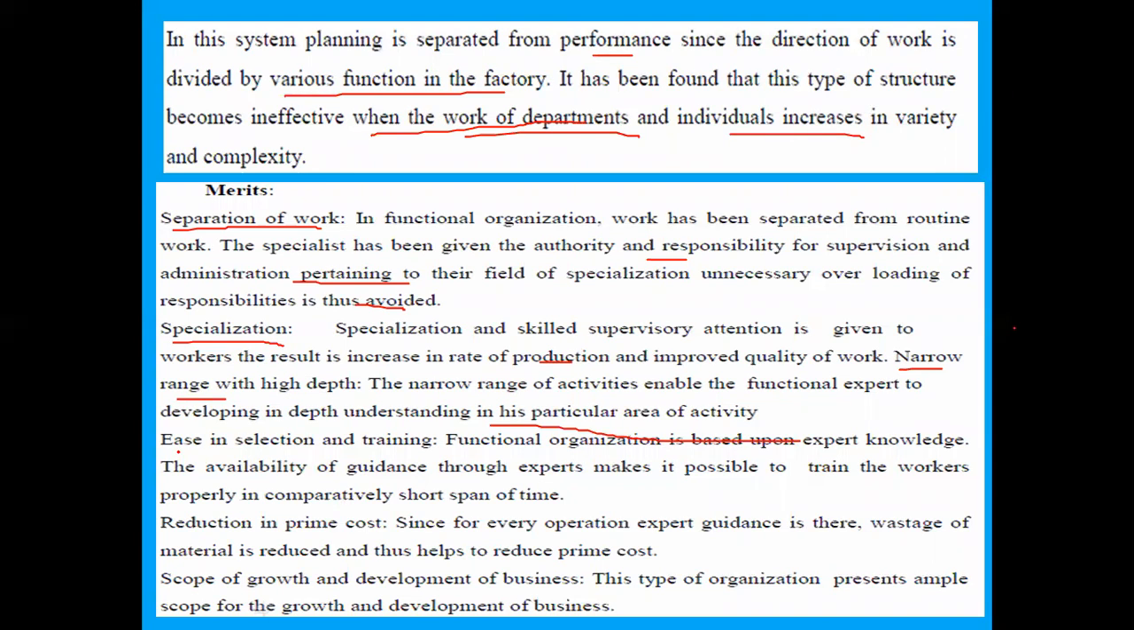Next, ease in selection and training. Functional training is based upon expert knowledge. The availability of guidance through experts makes it possible to train the workers properly in a comparatively short span of time. Next, reduction in the prime cost, scope of growth and development. So these are the merits of this functional organization.